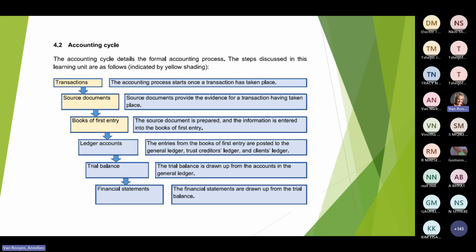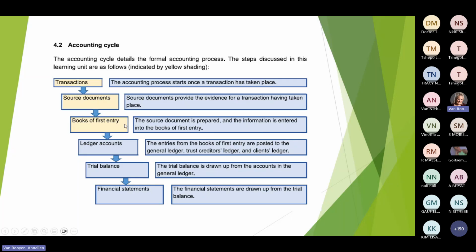Now, if we have all these source documents in a business, and they can be large amounts if you purchase inventory from a customer, or if you buy furniture or equipment like computers, etc. So there are various types of source documents, but all those are evidence that we need to take into consideration and account for in the books of first entry. And that is what we are looking at today, books of first entry.